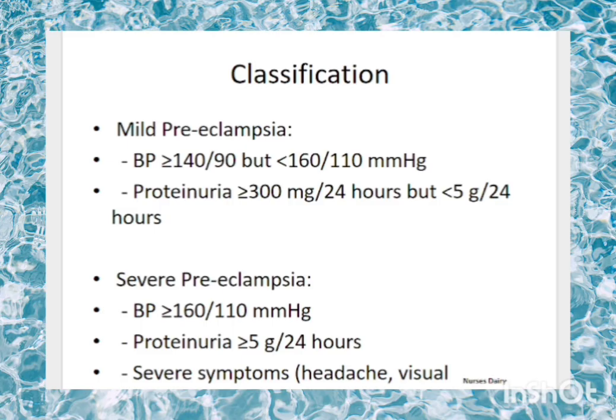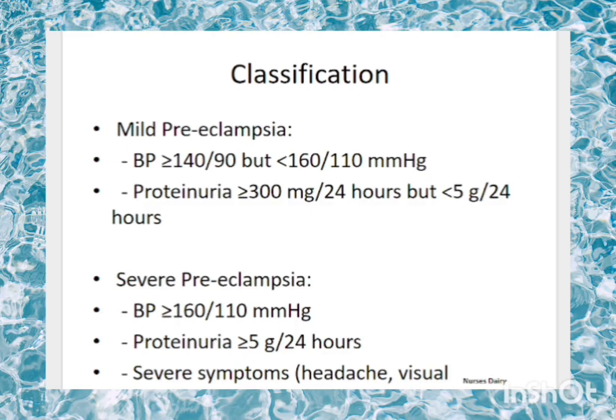When the blood pressure reading exceeds 160 over 110, then this is referred to as severe preeclampsia. So in mild preeclampsia, the reading is 140 over 90, but it should be less than 160 over 110. So there is also proteinuria of greater than 300 milligrams per 24 hours, but it should also be less than 5 grams per 24 hours.